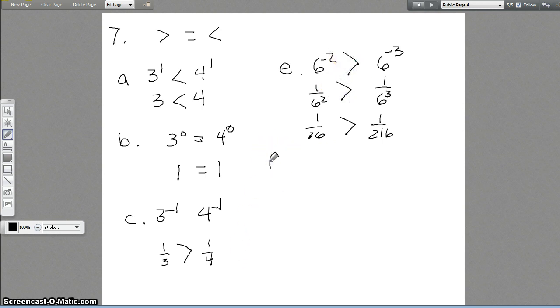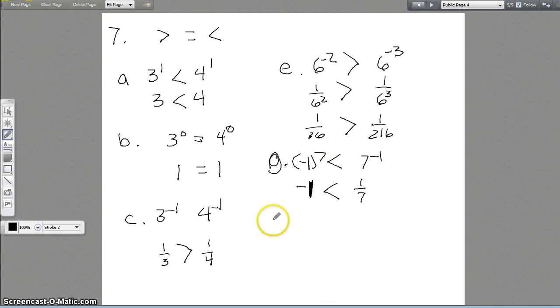Okay, so for number 7, we're going to do part G. Part G is -1 to the 7th and 7 to the -1. Well, -1 to the 7th, the negative is inside of the parentheses, so this is going to keep its negative and be -1. 7 to the -1 is 1/7. Any positive number is going to be bigger than any negative number, so -1 is less than 1/7.